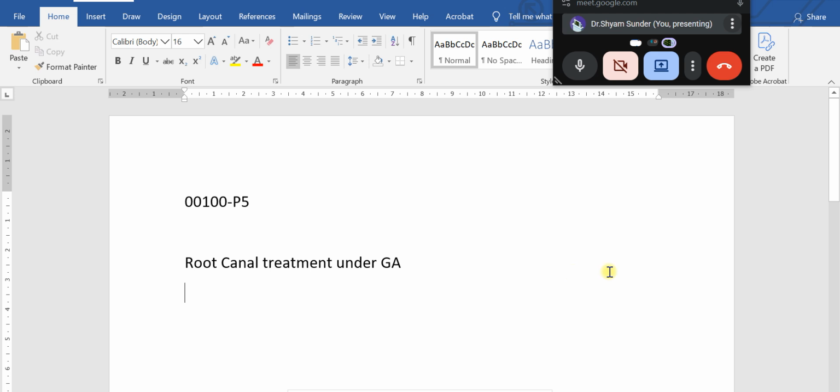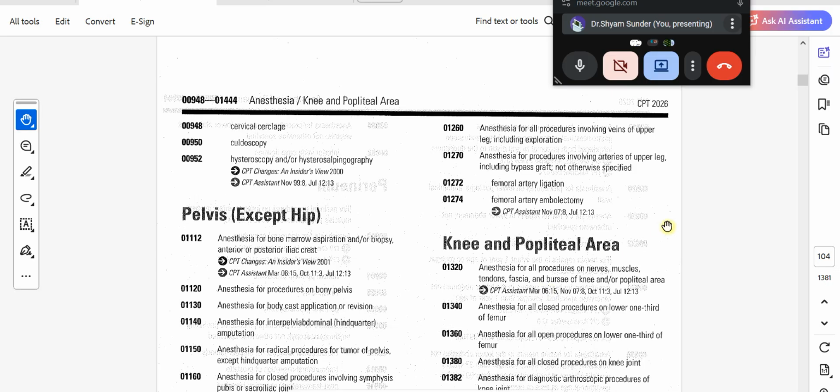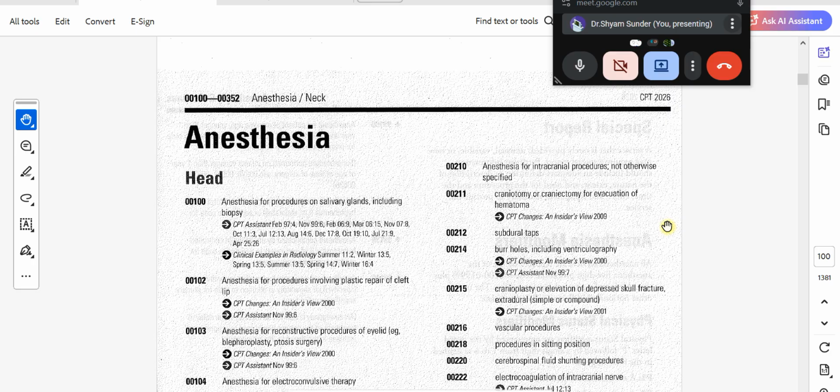Can you give the code for the anesthesiologist? The dentist will focus only on the teeth, but the anesthesiologist has to focus on the entire body of the patient, especially vitals, heart rate, blood pressure, respiratory rate, right? That's important. So 00170 is for mouth.